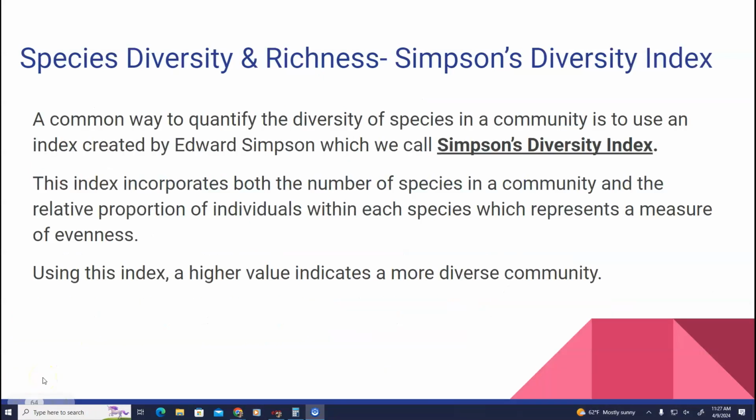We will use Simpson's Diversity Index to quantify the diversity of a species in a community. The index incorporates both the number of species in a community and the relative proportion of individuals within each species, which represents a measure of evenness. Using this index, a higher value is going to indicate a more diverse community.